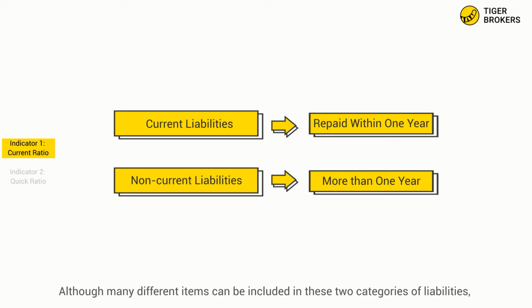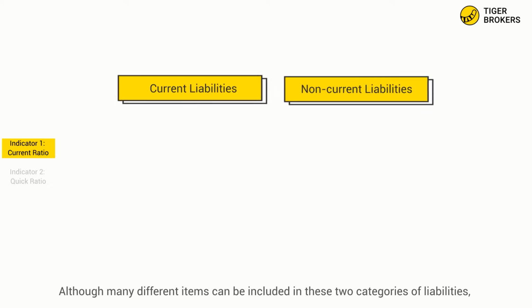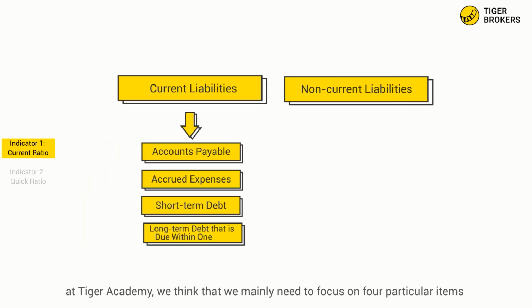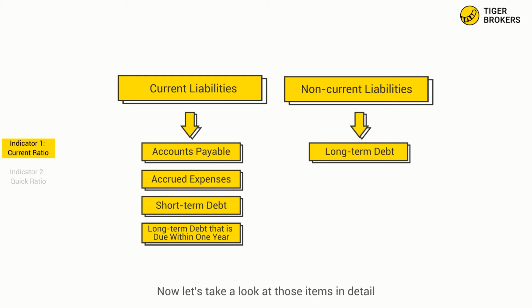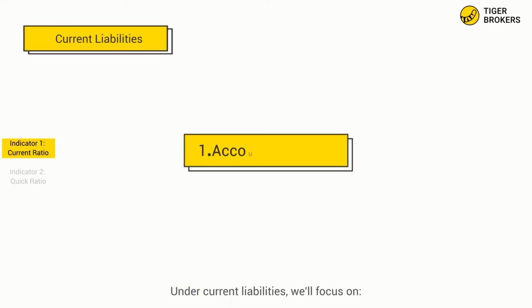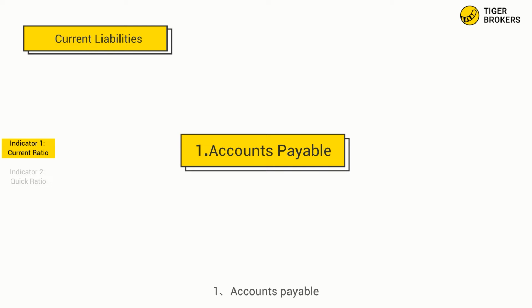Although many different items can be included in these two categories of liabilities, at Tiger Academy, we think that we mainly need to focus on 4 particular items under current liabilities and 1 item under non-current liabilities. Now, let's take a look at those items in detail. Under current liabilities, we'll focus on 1.